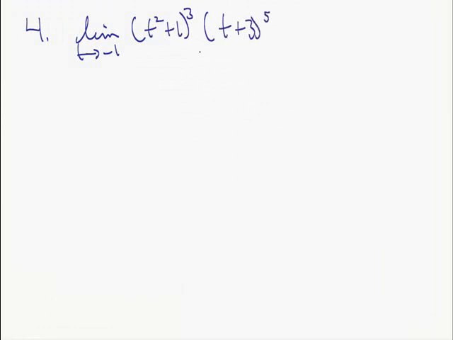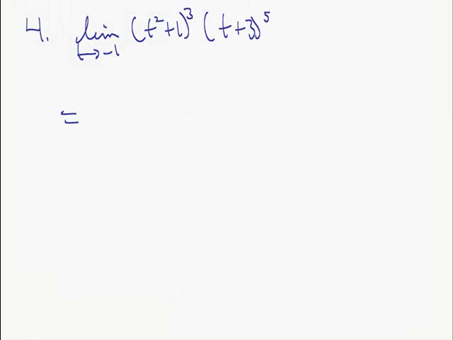Next problem we want to take a look at is number 4. We're asked to evaluate the limit and justify each step indicating the appropriate limit laws. So what we're looking at is the limit as t approaches -1 of the quantity t squared plus 1 to the third power times t plus 3 to the fifth power. So now to evaluate this, what we're going to do is first we're going to look at some limit laws as defined in our book.